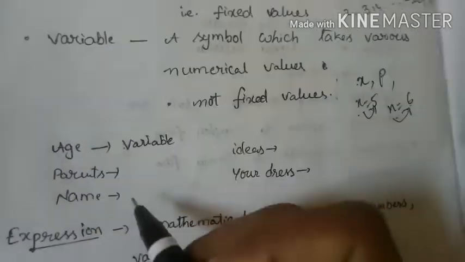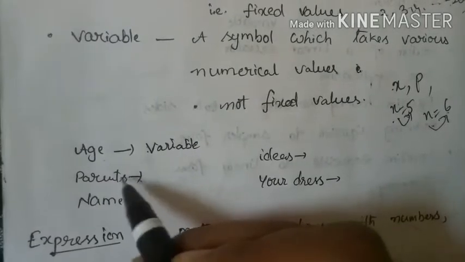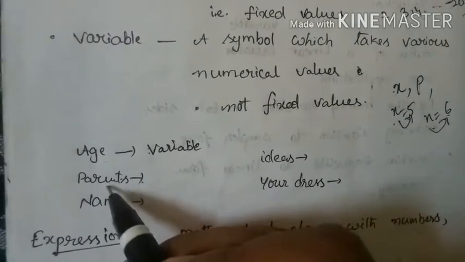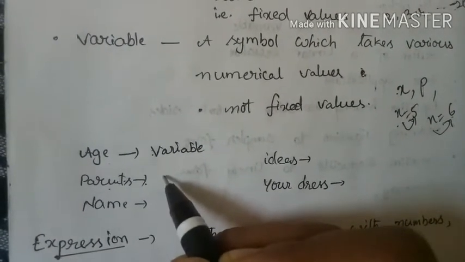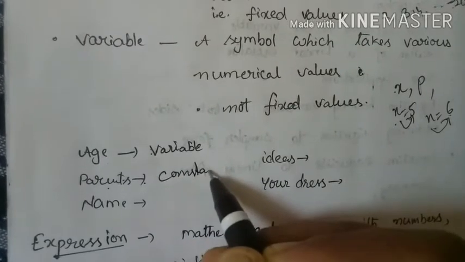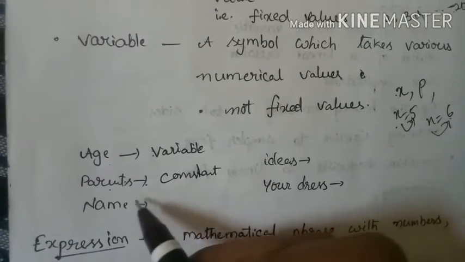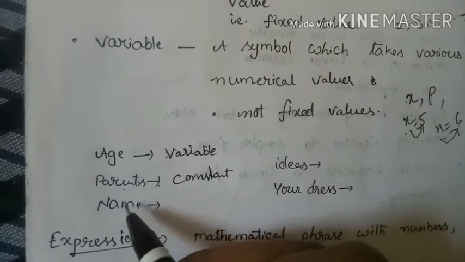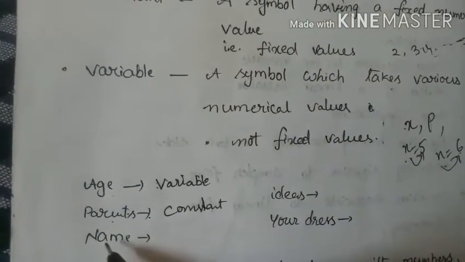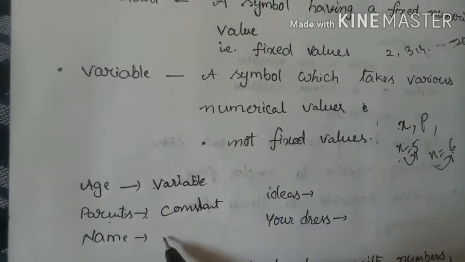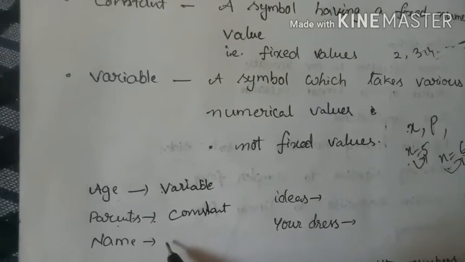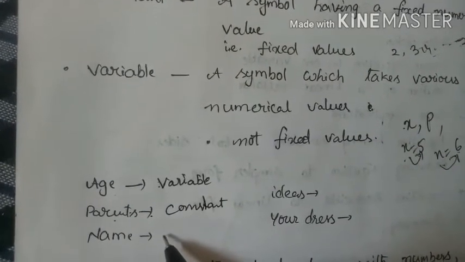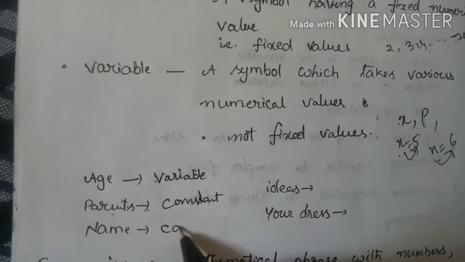Age comes under variable. Next, parents. Can we change our parents? No. So parents are constant. Clear? Next, just think about our names. Can we change our names? No, there is no chance to change. Yes or no? So this is also constant.